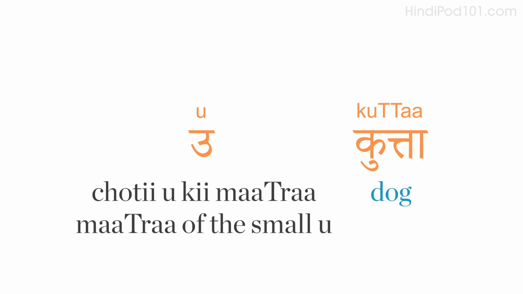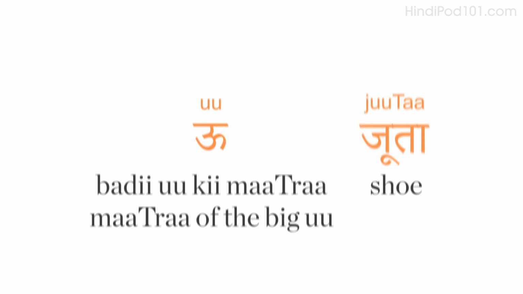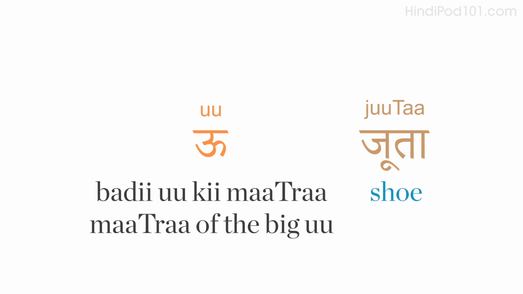Here's another word. Dog. Kutta. Notice this matra on the letter K. This is the choti U ki matra, or matra of the small U. This matra makes K, ku. Let's now look at shoe, juta. This matra below the letter J is the badi U ki matra, or matra of the big U. This matra makes J, ju.